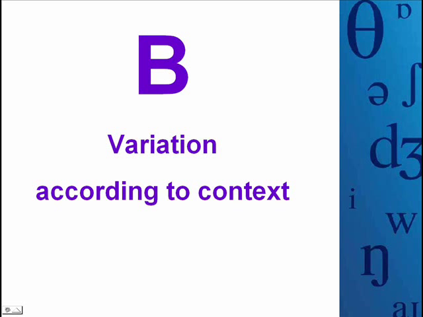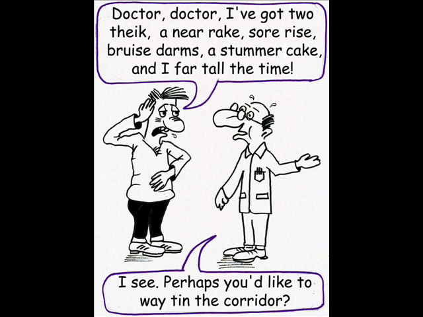So, variation according to context. In the handout, you've got this little cartoon here. Can you try and work out what's going on? Anybody volunteer to read this out? Volunteer?